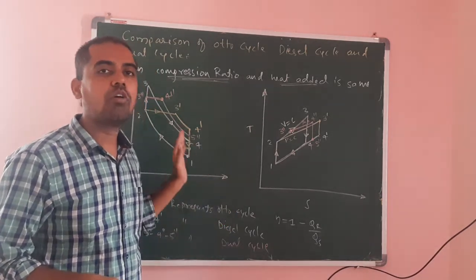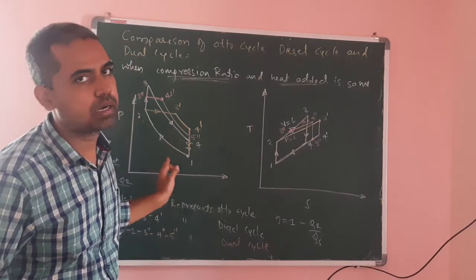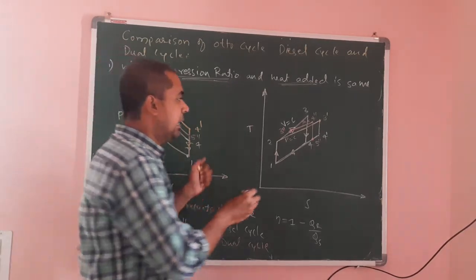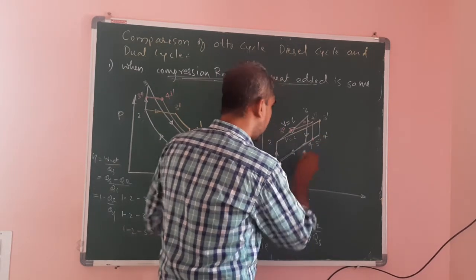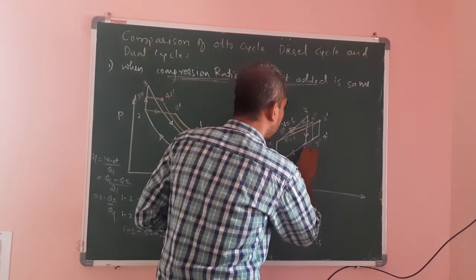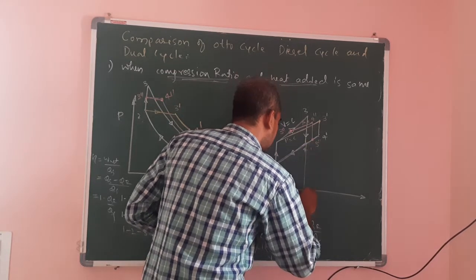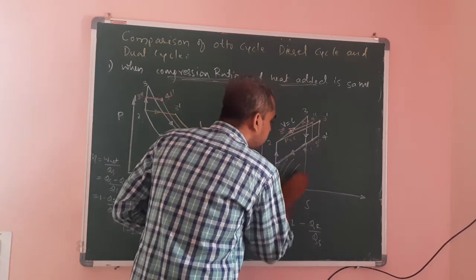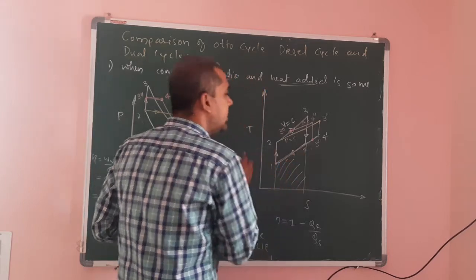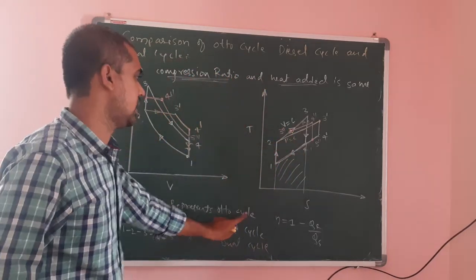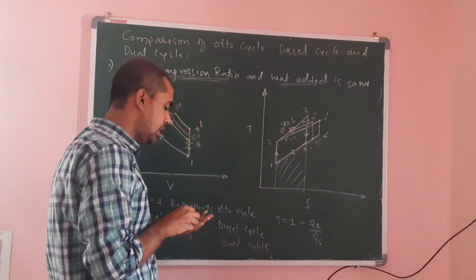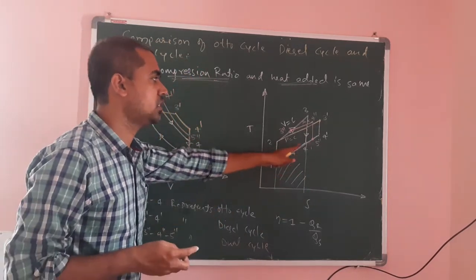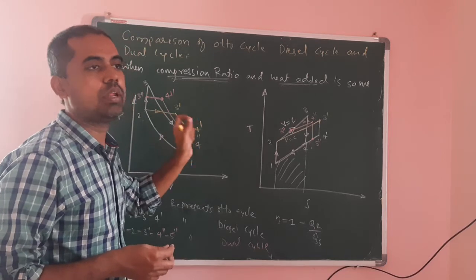Area under the curve on a PV diagram represents work done. Here, if you calculate this area, this is 4, no? This represents heat transfer during the process 4 to 1. 4 to 1 is an Otto cycle process. That is QR during the process 4 to 1, that is during the Otto cycle.